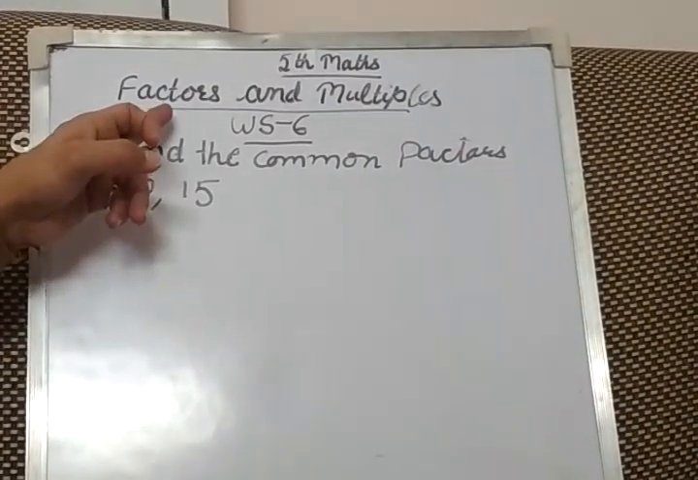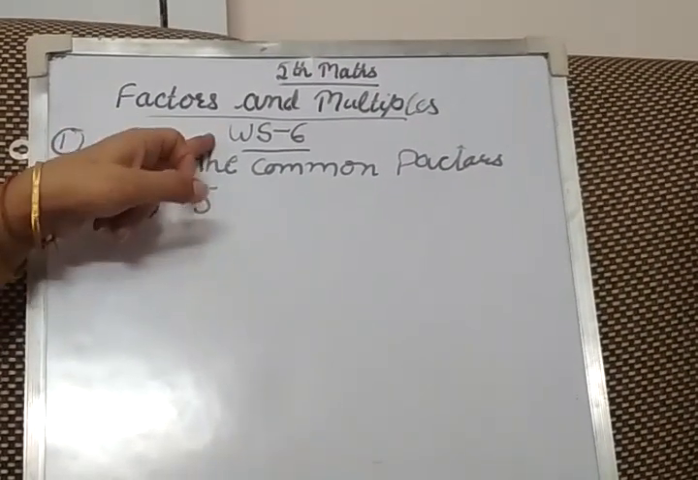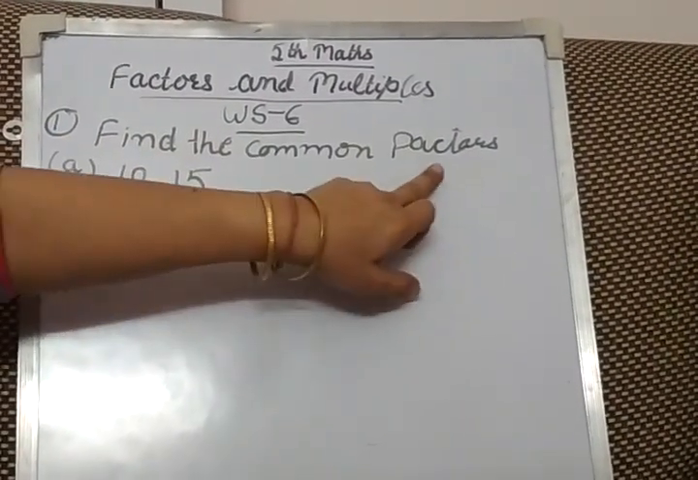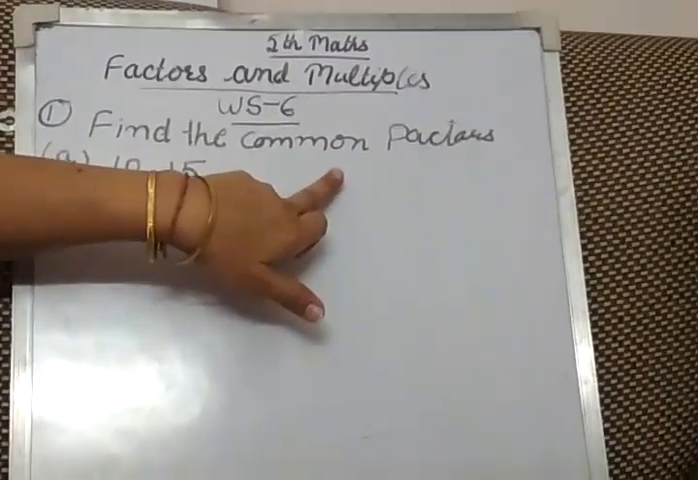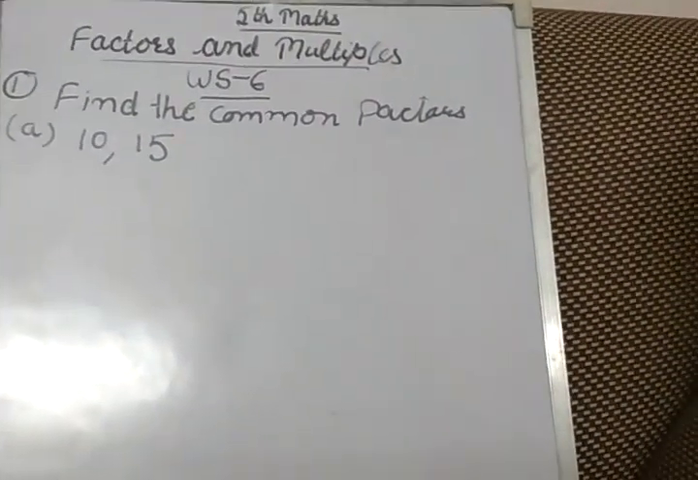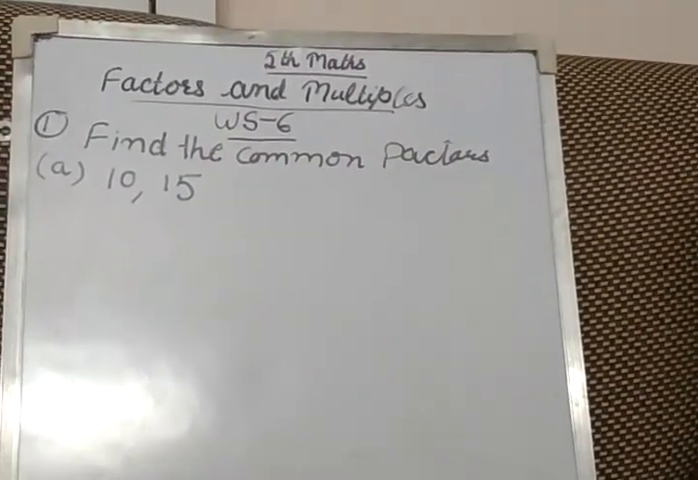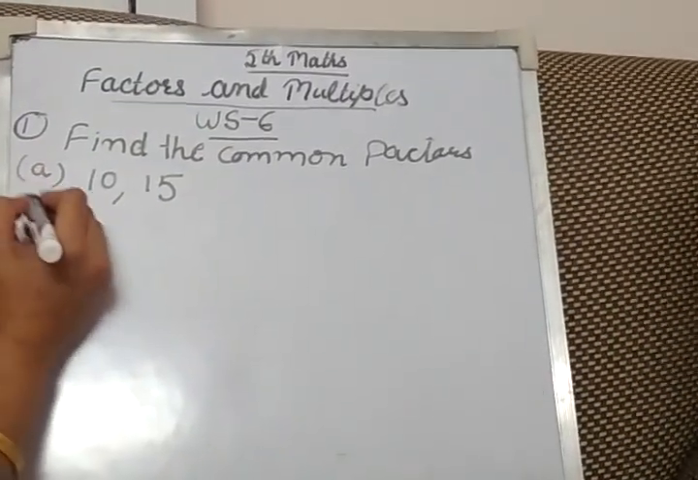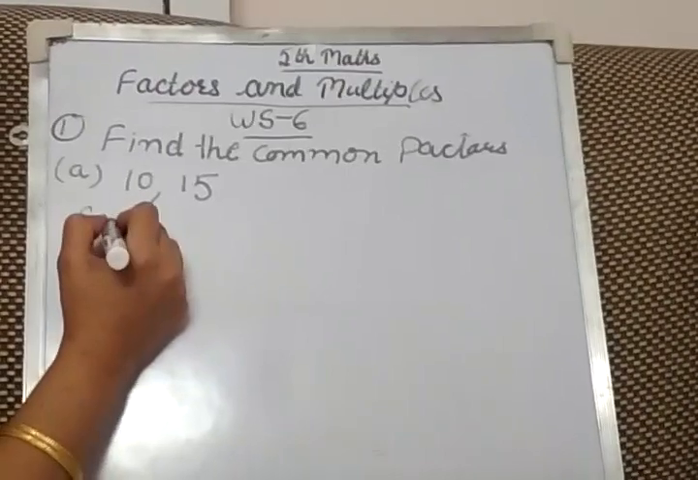We are discussing our chapter factors and multiples, worksheet number 6. In this, the first question is find the common factors. Firstly we learn about the factors. Now you have to find the common factors. First part is 10 and 15. You have to write the factors of 10 and 15. Firstly write the factors.